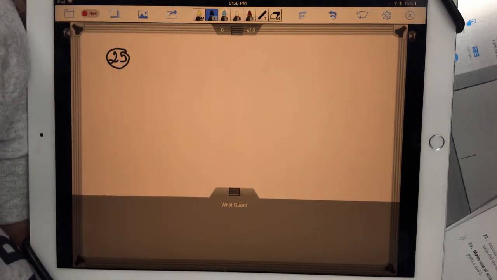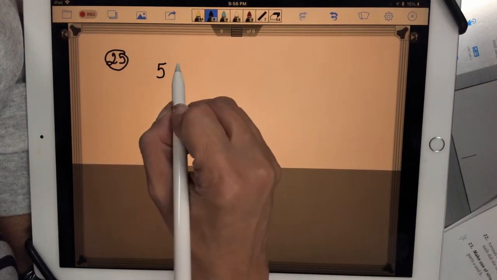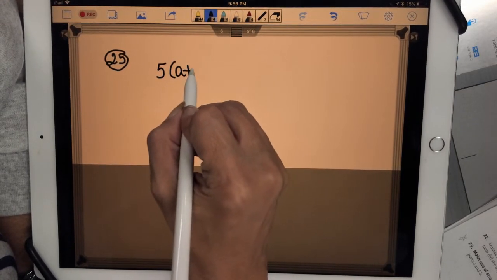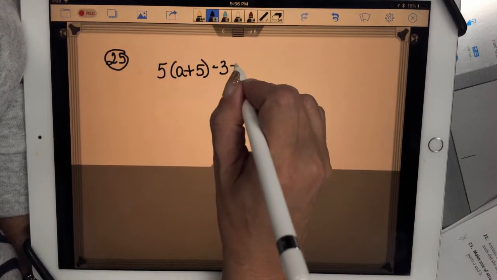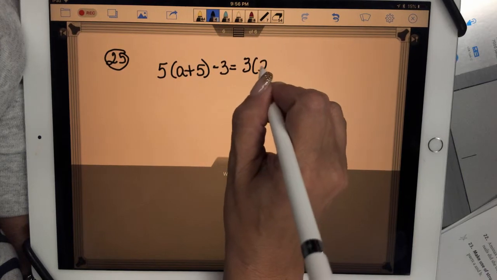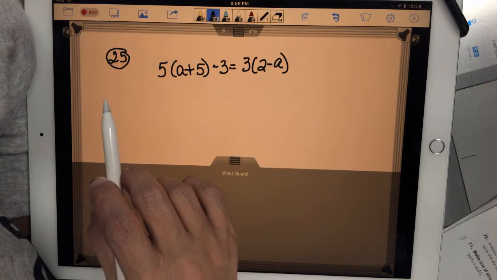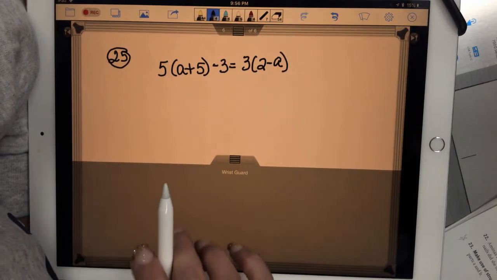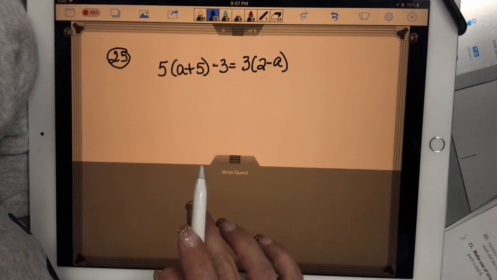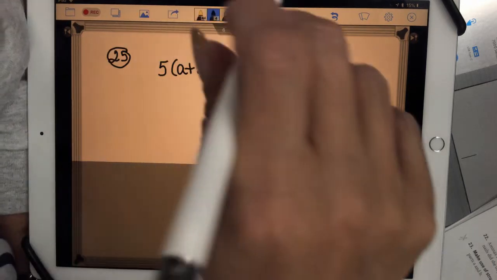25 says a student solved an equation. I'm going to put that equation up here. 5 parentheses a plus 5, while you're reading yours, I'll put it on here, minus 3 equals 3 times 2 minus a. All right, so we have this equation. The student's solution is shown. Is the student's solution correct? If so, state the property of equality or provide an explanation for each step. If not, identify the error, then write the correct solution. Okay.